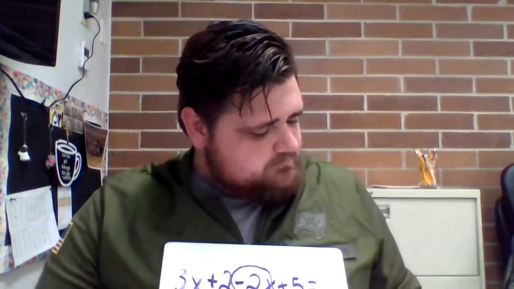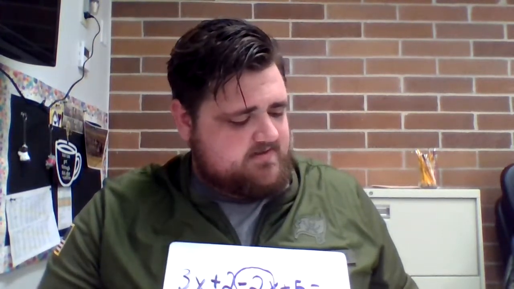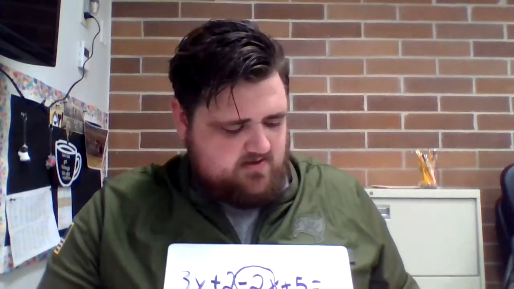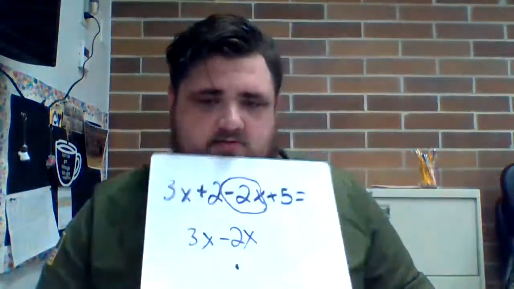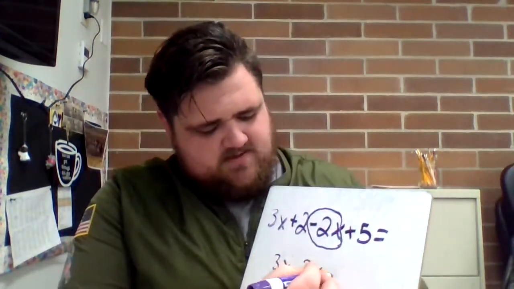So, the terms that are left, the 3x is positive, but the 2x is negative. So put them together like this and do the math. When you break it down, you have 3x minus 2x. So 3x minus 2x would turn to, obviously, 1x.